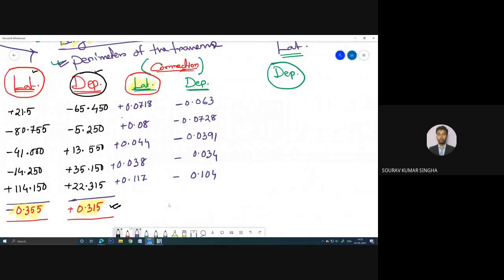Now it is very simple because we have determined the correction value. Now you can directly calculate the corrected value of latitude and departure. How can you determine it? How can we find the corrected value? Anyone? Shubham? How can we find the corrected latitude and departure values?